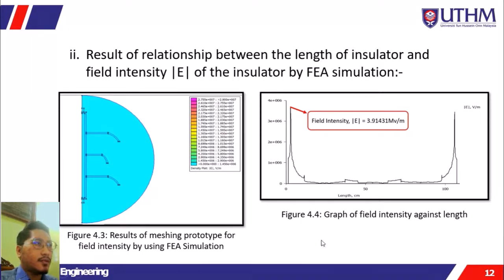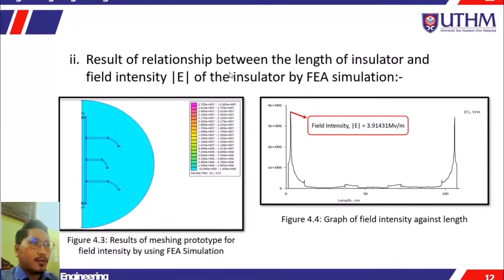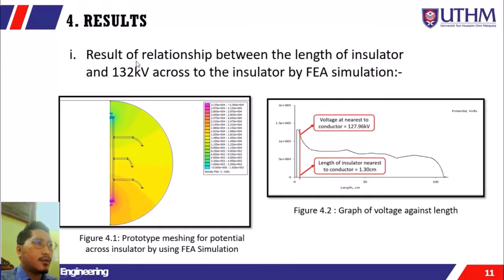The first result is about the relationship between the length of the insulator and the 132 kilovolt across the insulator by FEA simulation. We use FEMM software as our FEA simulation software. And we got the prototype meshing for potential across the insulator by using FEA simulation. We got this type of meshing. Then we run this meshing to get the graph of voltage against length.